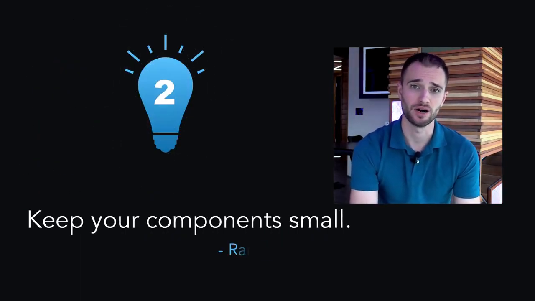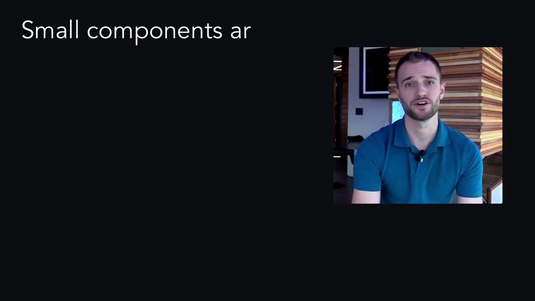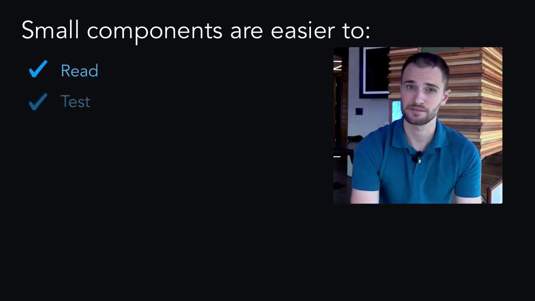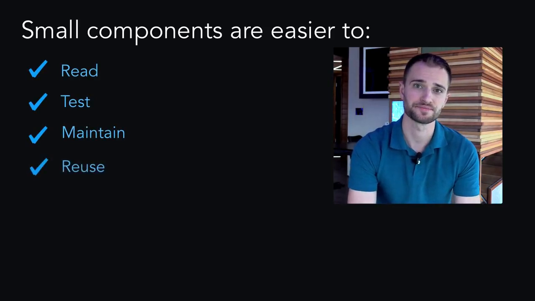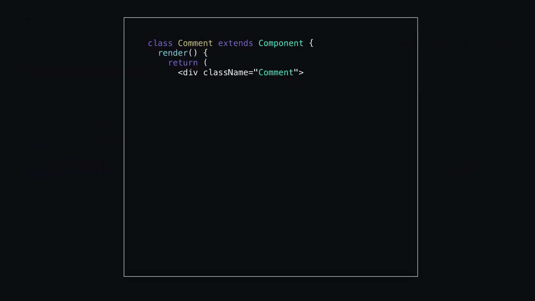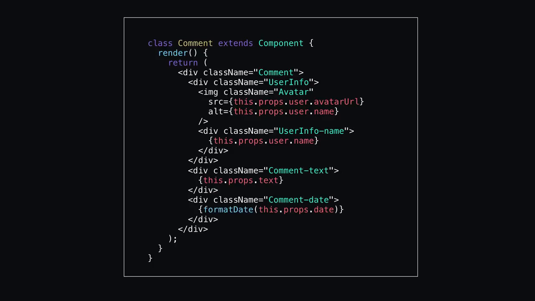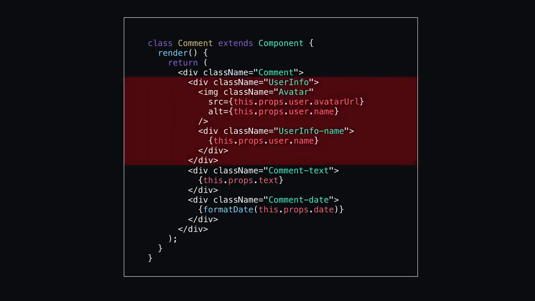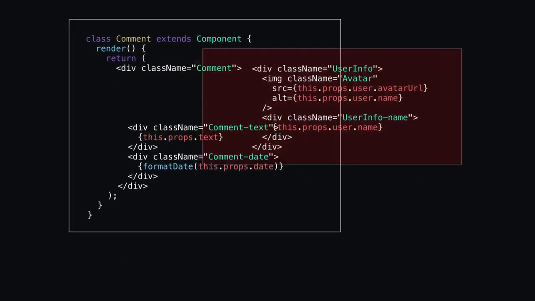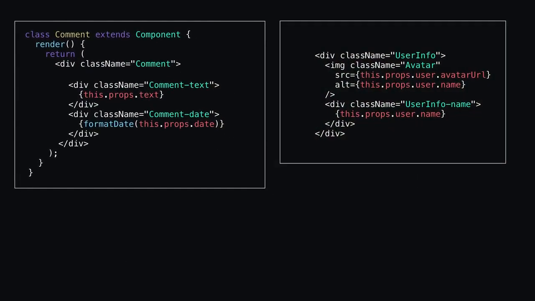Keep your components small. Small components are easier to read, test, maintain, and reuse. Here we have a comment component. It contains a comment div with a user info div inside of it, along with a div for comment text and comment date. But if I'm going to use this user info information throughout my application, I want to extract this into its own component, in this case, a functional component.